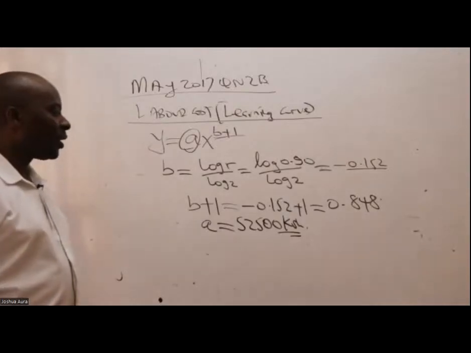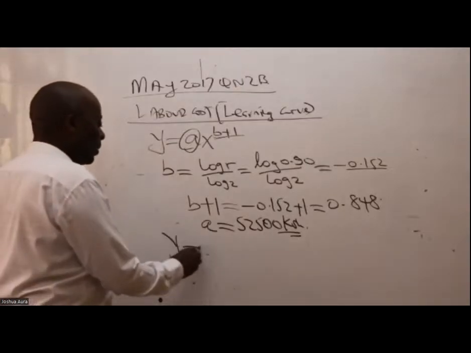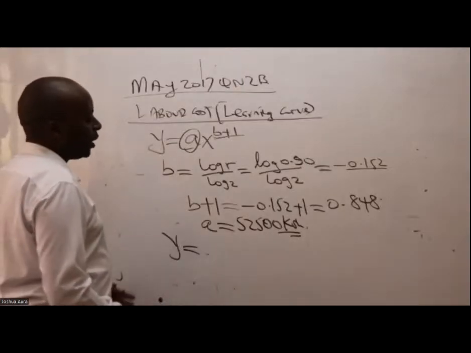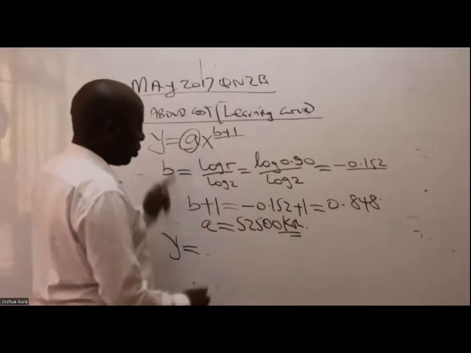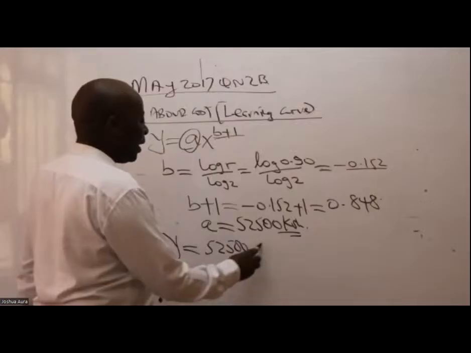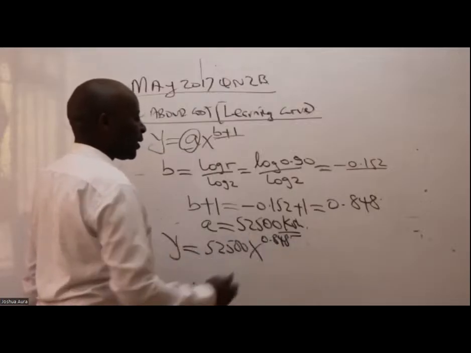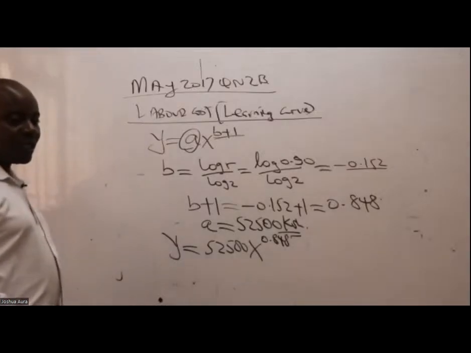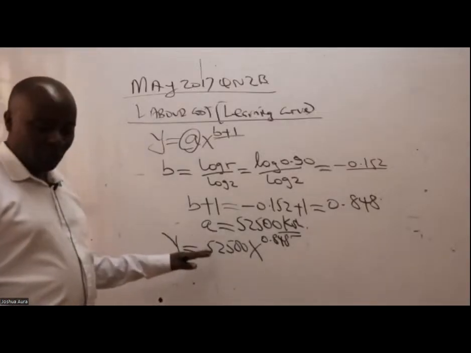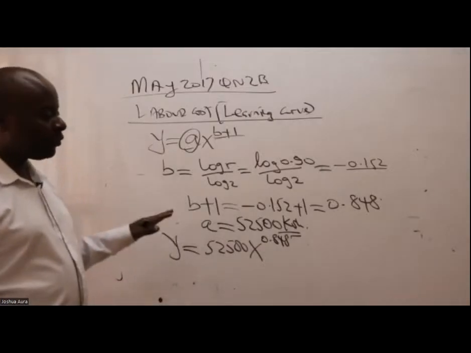I'm so lucky because, ladies and gentlemen, these people have made my work very easy. So I know that my Y here will be equal to A, which is 52,500, X raised to B plus 1, which is 0.848 like that. Yes, time taken to make the first batch.